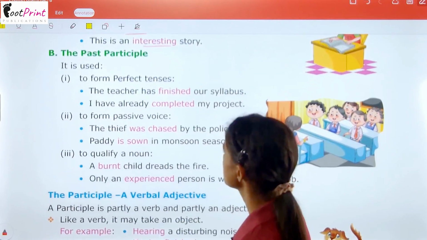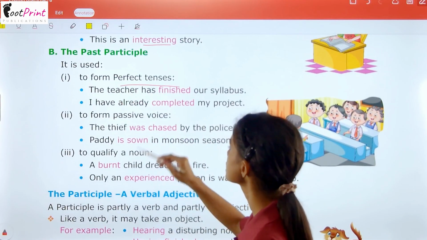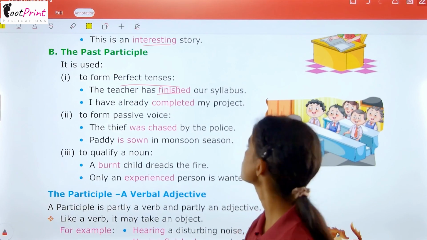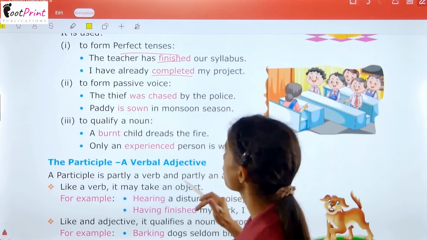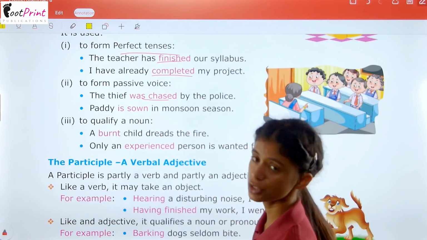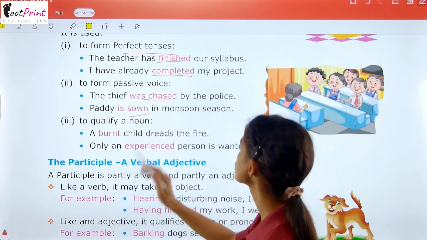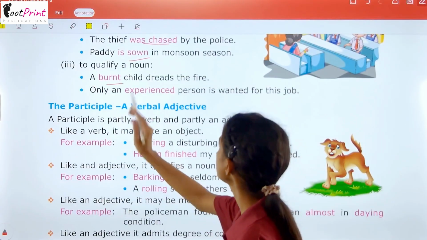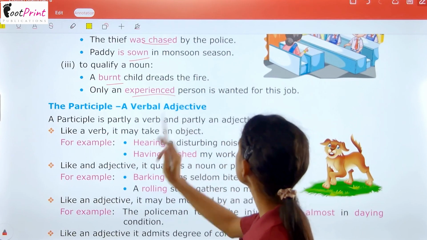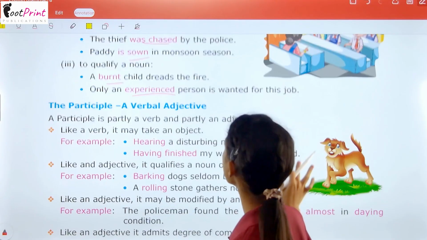Now the past participle is used to form perfect tenses. Teacher has finished our syllabus. I have already completed my project. Or it is used to form passive voice. The thief was chased by the police. Paddy is sown in monsoon season. Or to qualify a noun, a burnt child dreads the fire. Only an experienced person is wanted for the job.